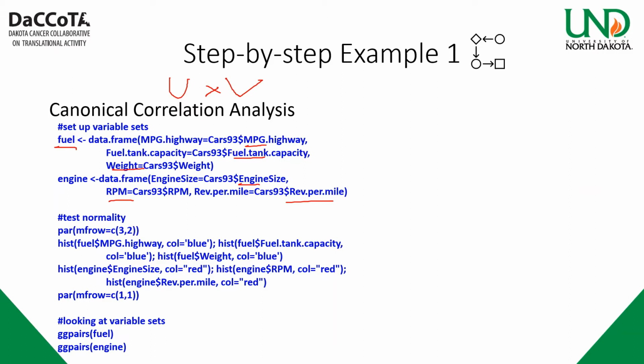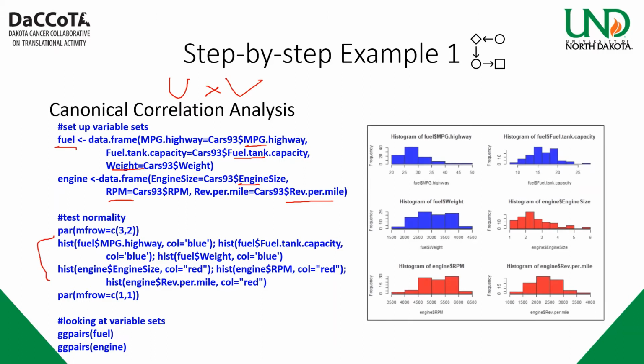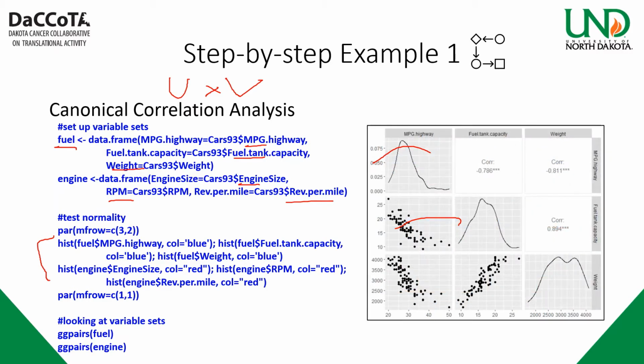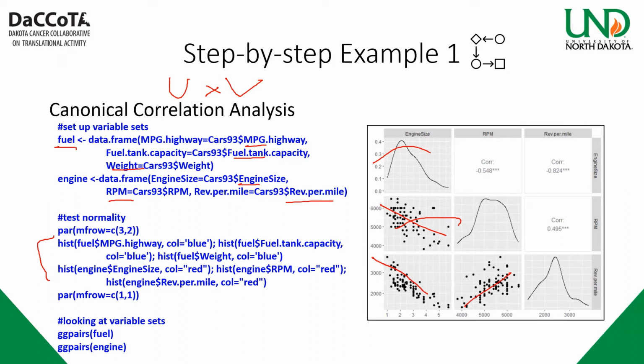So for some assumptions, we're going to test for normality. We're going to look at some histograms, and all these variables are going to be close to normal enough that I'm going to say that's fine. They're not terrible. And then let's look at some variable sets here. This is nice to look at correlations. So this is our fuel variables. We have miles per gallon compared to fuel tank, miles per gallon and weight, and then fuel tank capacity and weight. You see that there seems to be pretty strong correlation between all of them. Similar here for engine size, RPM, and revs per mile. So that's just some data exploration here.